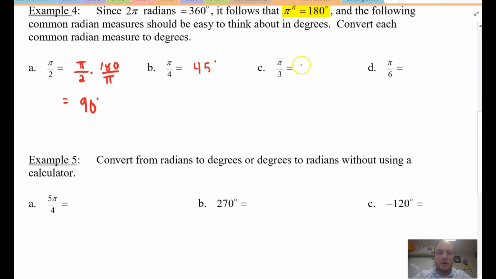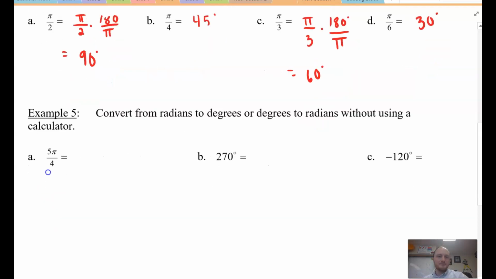Okay, pi over 3, same thing. I can multiply by 180 over pi, right? 180 degrees, because I want degrees on top, and I want to divide by the radians, so I cancel the radians. And this will give you 60 degrees. And then pi over 6, hopefully that's the other angle that you remember in the unit circle, that is 30 degrees.